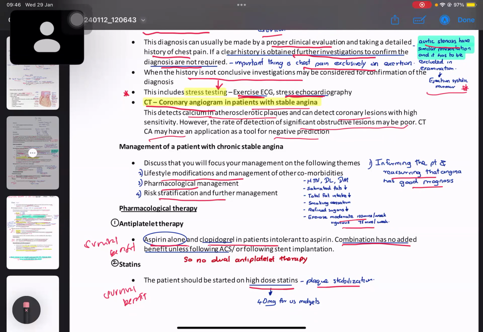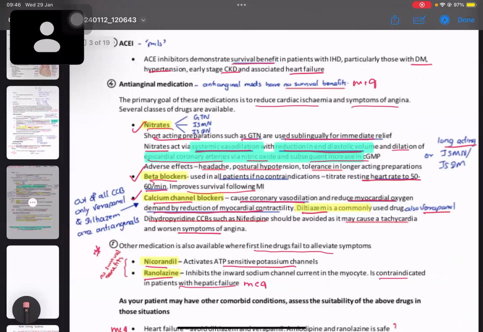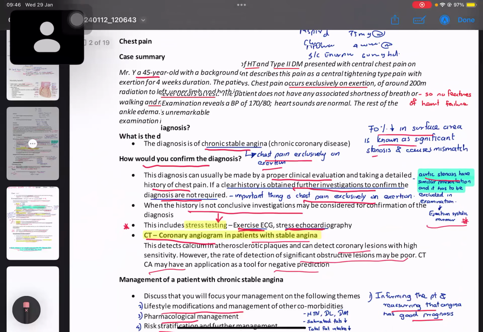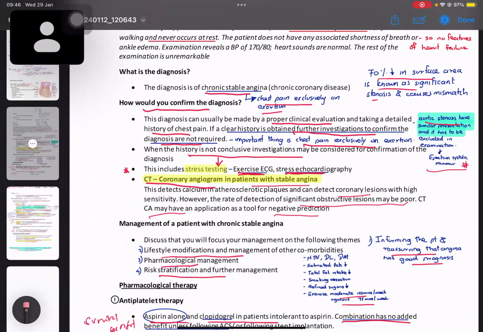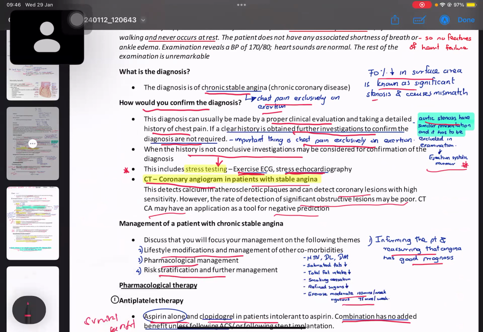The CT coronary angiogram will detect the calcium in atherosclerotic plaques, and it will be detecting coronary lesions with high sensitivity. However, the rate of detection of significant obstructive lesions may be poor. So CTCA, that means CT coronary angiogram, may have an application as a tool for a negative prediction.